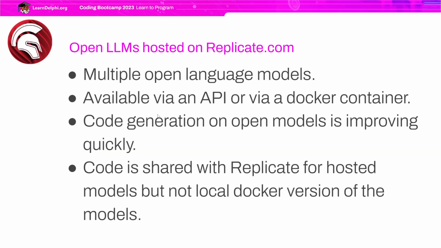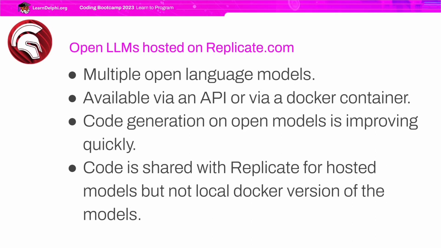So then let's talk about the large language models that are hosted on Replicate.com. There's multiple open language models hosted there, and they're available via an API or via a Docker container that you could run locally. Code generation on open models is improving quickly. So everybody's working on this to try to get better models, create new models that are open and allow you to run them locally on your own machines.